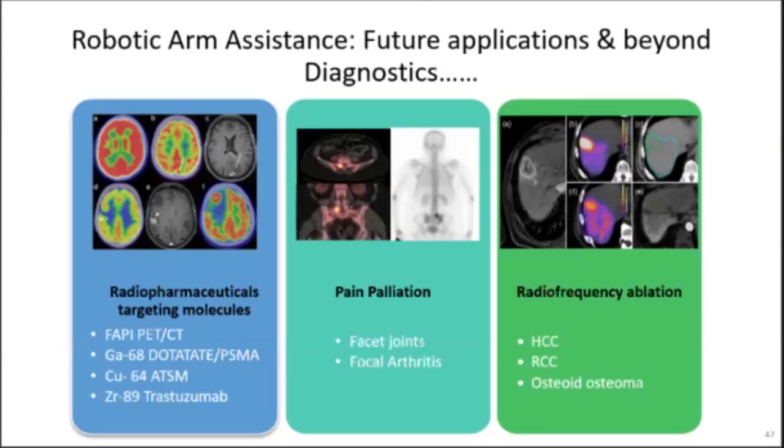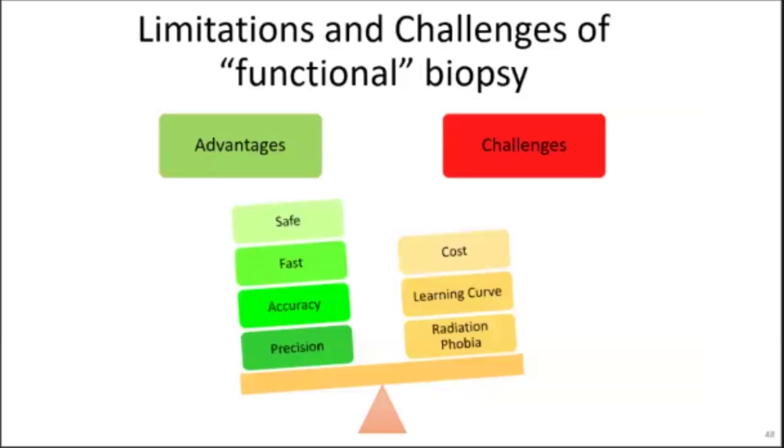So as I've said before, the advantage of PET-CT guided biopsy is that it is a safe, accurate, and precise method. However, there are certain challenges that we have to face. First is the cost of the FDG PET-CT. Then we have the steep learning curve in mastering tough-to-reach locations such as retroperitoneal tumors. There is a radiation phobia among patients as well as physicians, although I would like to emphasize on the fact that the radiation absorbed dose is very much within the permissible limits recommended by the ICRP.